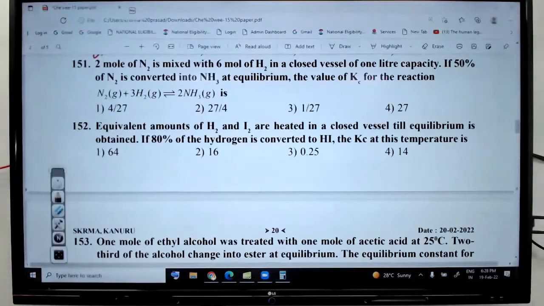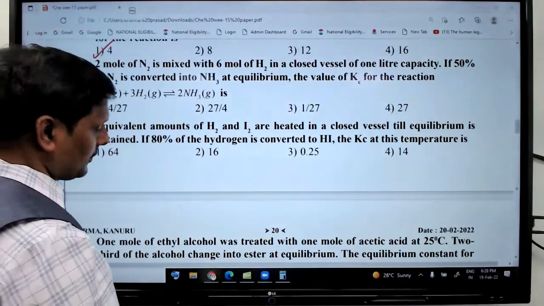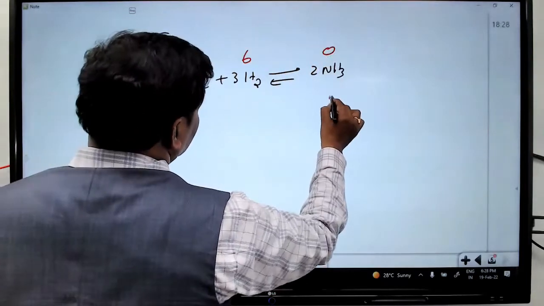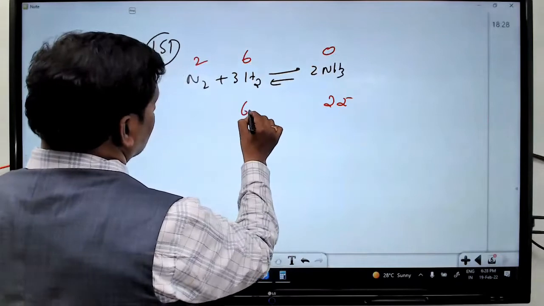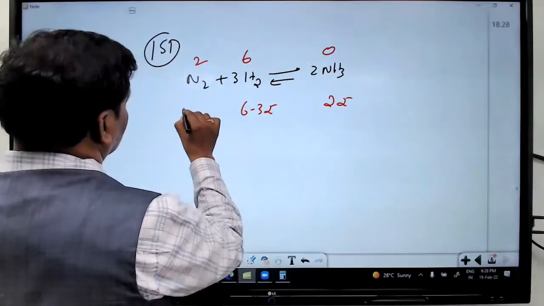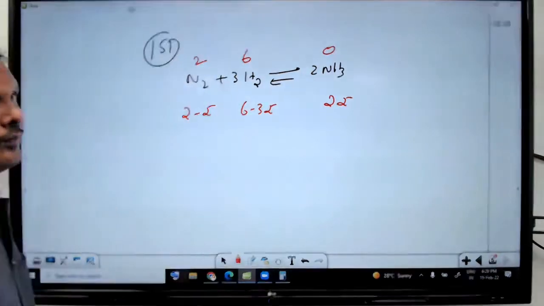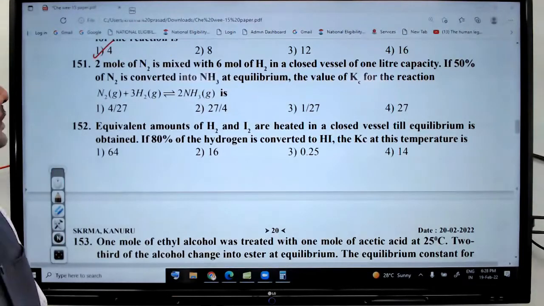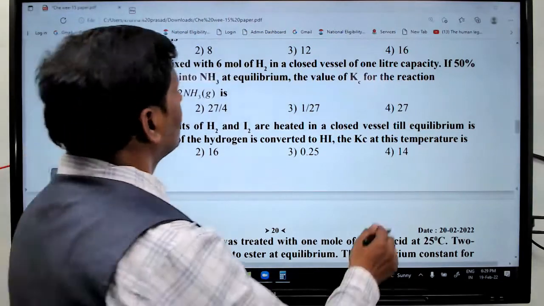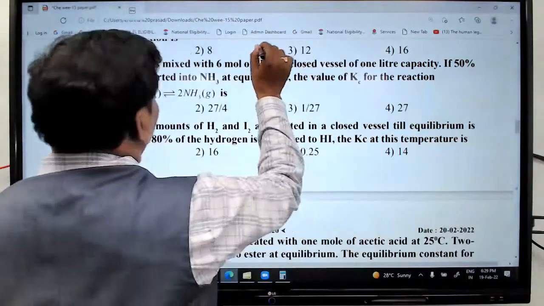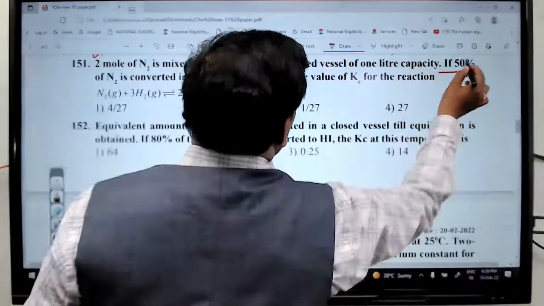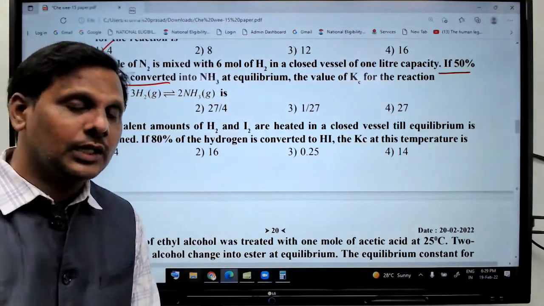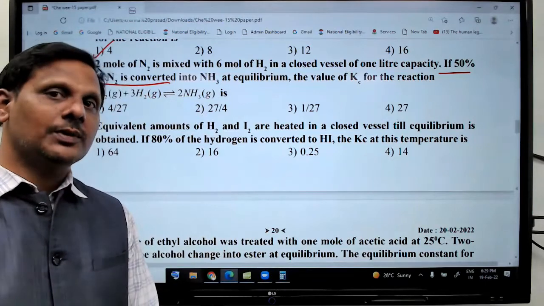देखो, number of moles से ask. 2 moles of N2, 6 moles of H2. अच्छा, assumption is 2 alpha, 6 minus 3 alpha, 2 minus alpha. Very simple. अच्छा, 50% of N2 converted into ammonia. अच्छा, 50% is dissociated है. How much remaining है? 50% remaining.